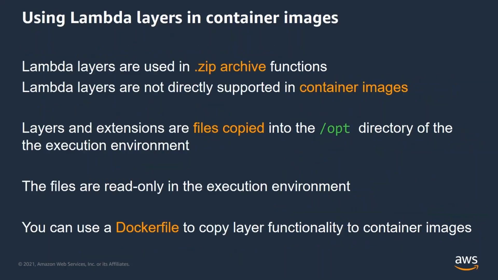Extensions are deployed to zip archive functions as Lambda layers. And Lambda layers are not directly supported in container image functions, as images are created at the build time. Remember, layers and extensions in zip archives are just files copied into the execution environment under /opt and made available to functions. So this means you can use the Dockerfile to add the same functionality of layers and extensions to your function container images just by copying files.